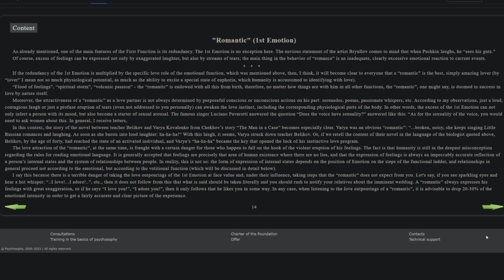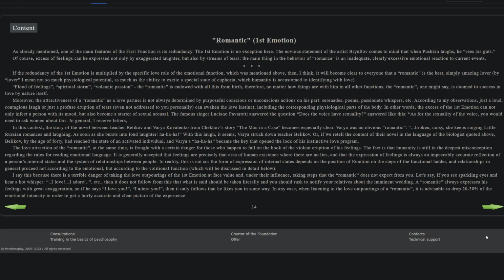Moreover, the attractiveness of a romantic as a love partner is not always determined by purposeful conscious or unconscious actions on his part. Serenades, poems, passionate whispers, etc. According to my observations, just a loud, contagious laugh or just a profuse eruption of tears, even not addressed to you personally, can awaken the love instinct, including the corresponding physiological parts of the body. In other words, the excess of the first emotion can not only infect a person with its mood, but also become a starter of sexual arousal.